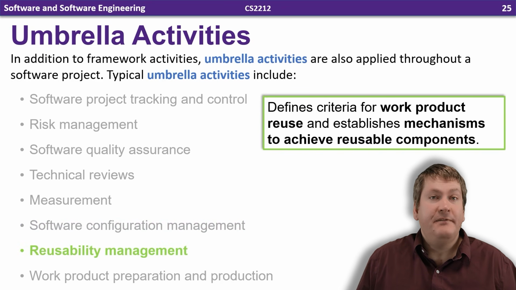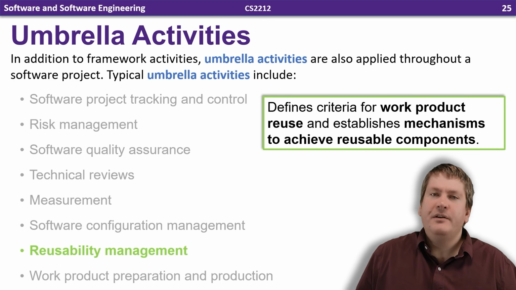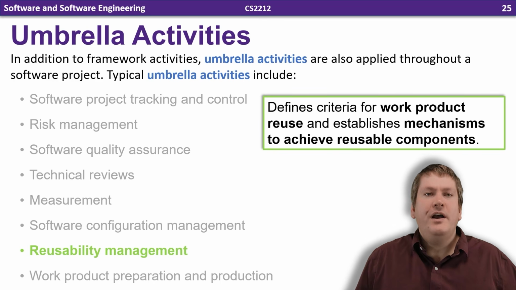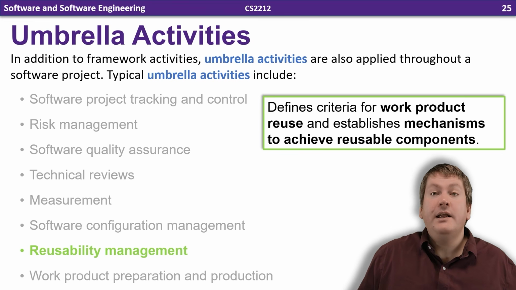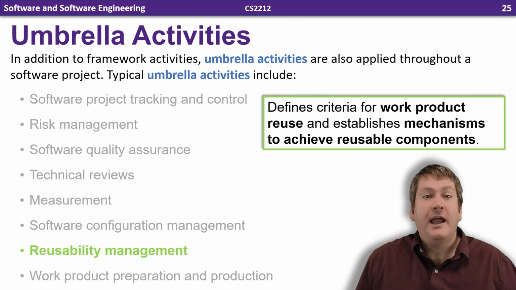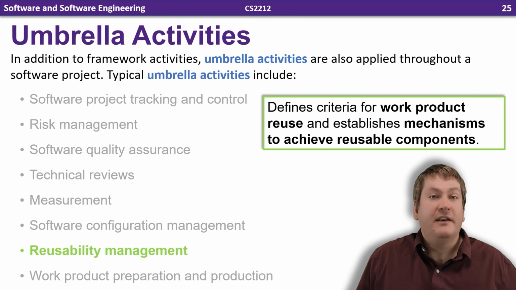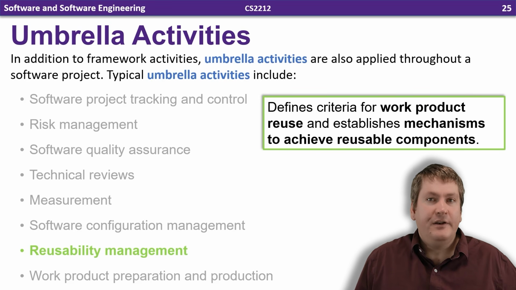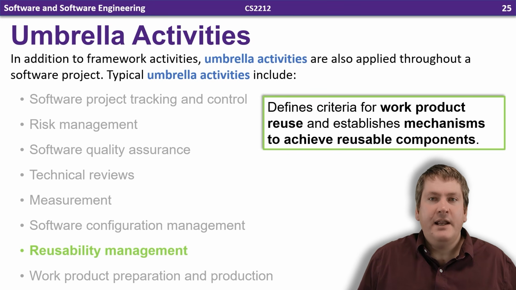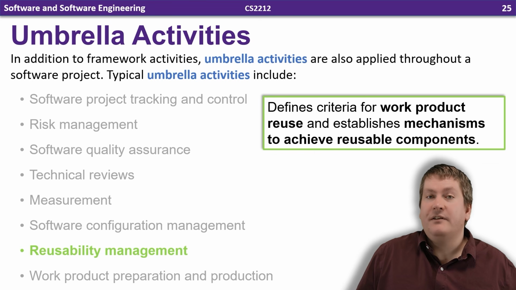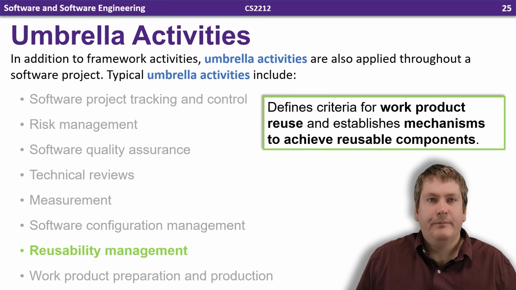The second last umbrella activity is reusability management. And this involves defining criteria for work product reuse and creates mechanisms to ensure reusable components are going to be created during your project. So you might wonder, why is reusability so important? And why is it worth spending time on this? Well, putting in the effort into creating reusable components that can be repurposed for future projects saves time and resources and can speed up development time on the next project. It can also make maintenance far easier. If you're using these same software assets over and over again, that means there's going to be less code to maintain and bugs are easier to track down. Less code means less bugs, which means less work.